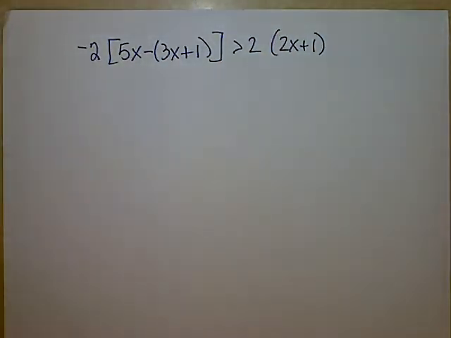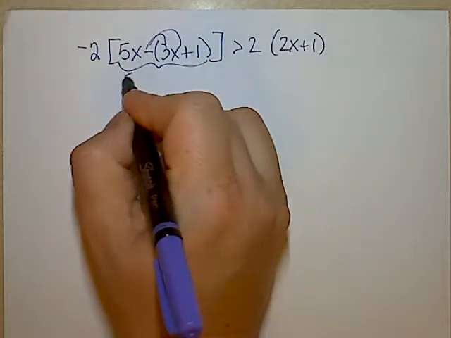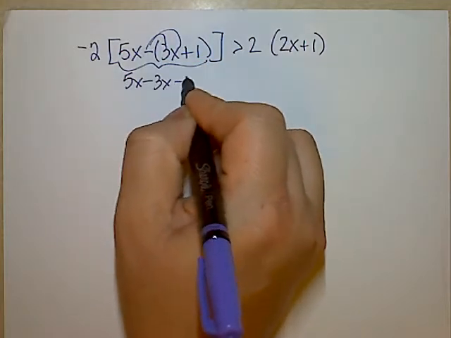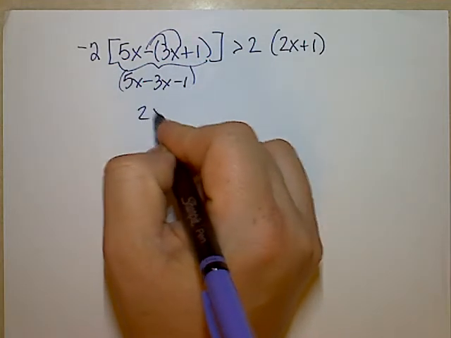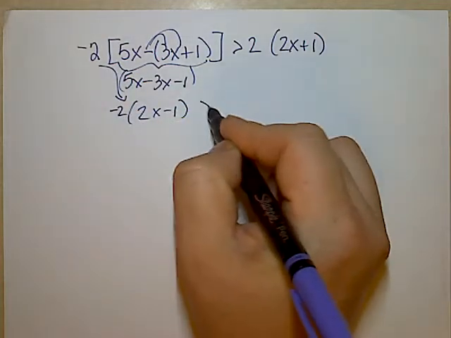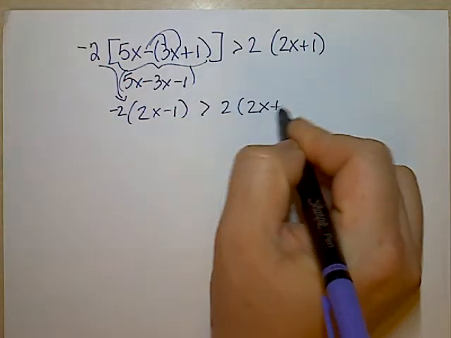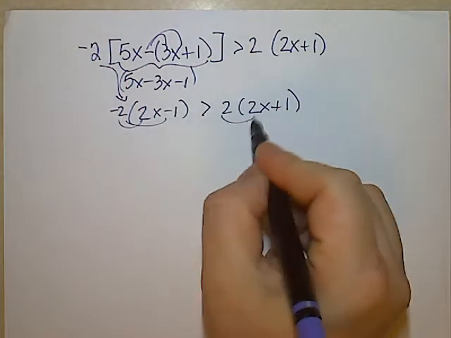So you're going to be asked a problem like this to solve it and then to graph the solution set on a number line. So I'm going to start by combining like terms inside. Distribute the negative, combine, and now bring down the negative 2. Then I'm going to distribute the negative 2 and distribute the positive 2.